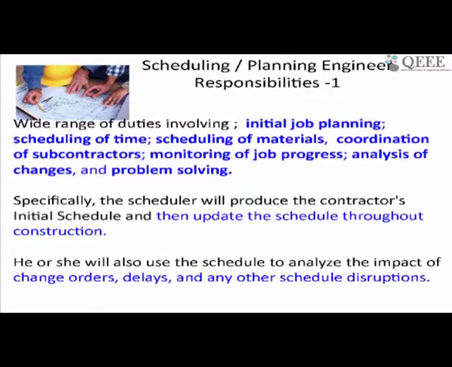So, you can see initial job plan, scheduling of materials, coordination of subcontractors. There's just a tremendous amount of tasks the planning engineer has to do. And traditionally the critical path method, or what we are learning, the techniques we are learning today, is what they use to be able to do this level of coordination, to get the information.